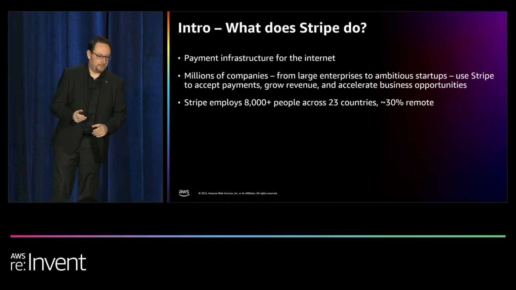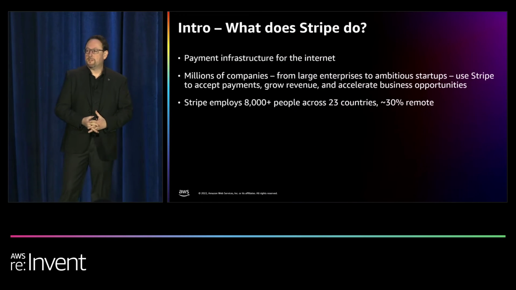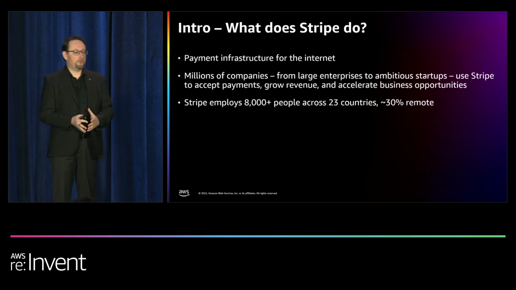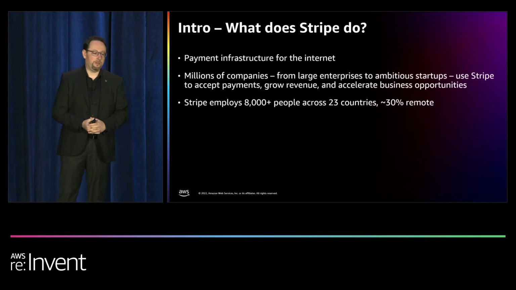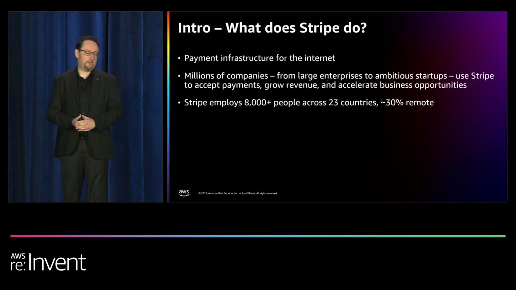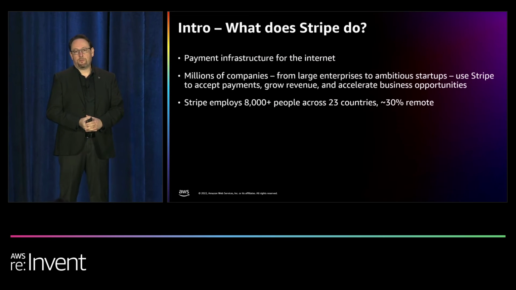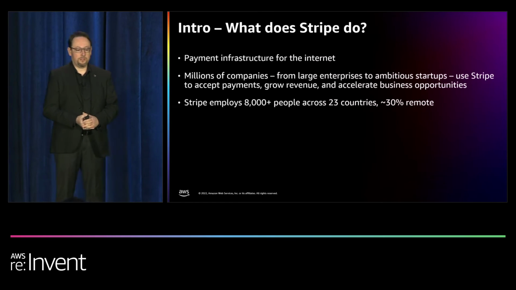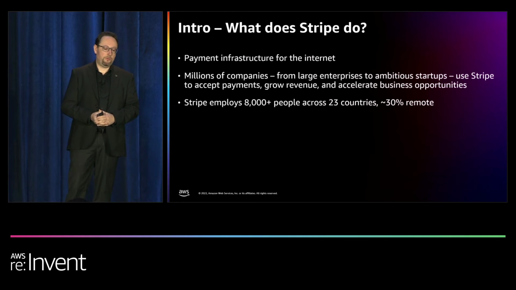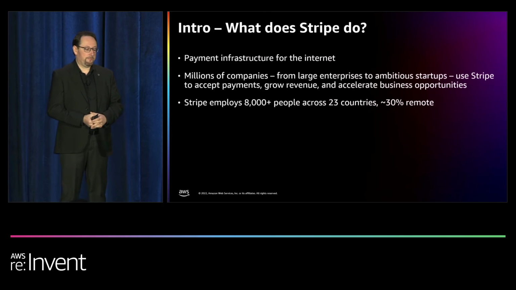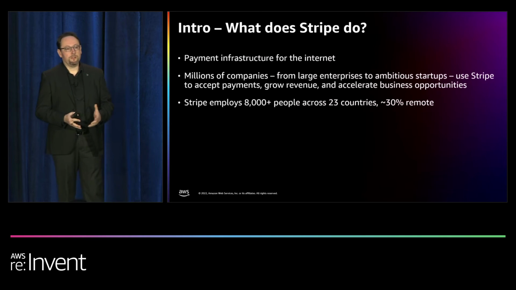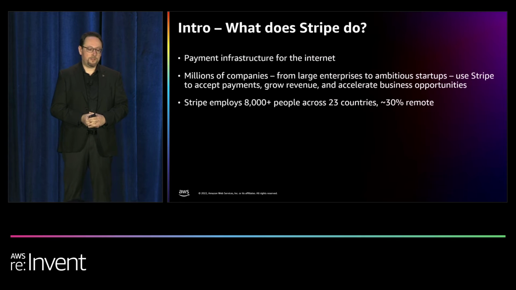So first of all, what is Stripe? Many people know us, but for those who don't, we're a fintech company. We're still a startup. What we do is we build payment infrastructure for the internet. We have millions of companies as our customers today, everywhere from very large enterprises to small startups. And basically, they use us to accept payments, grow their revenue, and accelerate their business opportunities. We currently have about 8,000 employees around the world in 23 countries. About 30% of our workforce is remote.